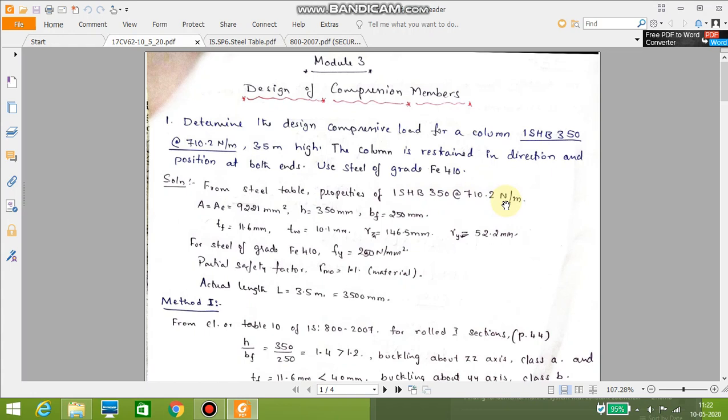meter. Always in the steel table, instead of Newton per meter, the value will be given in terms of kgs. So whatever the value 710.2 is there, you just divide with 9.81, you will get it in terms of kgs. So your first and foremost thing whenever you get a problem is, when you get rolled steel sections like ISHB, ISMB, ISWB, whatever it may be, you note down the properties of such a rolled section from the steel table. So from the steel table, let me search for ISHB 350 at 710.2 Newton per meter.